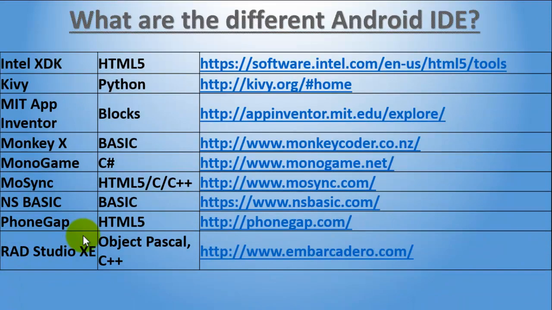The next comes Intel SDK, which supports HTML5 language, and Kiwi, MIT App Inventor. So MIT App Inventor is an IDE where you can build the apps using blocks and you can specify algorithms for what the Android app must do. So nearly it has 3 million downloads when you check out this particular link.